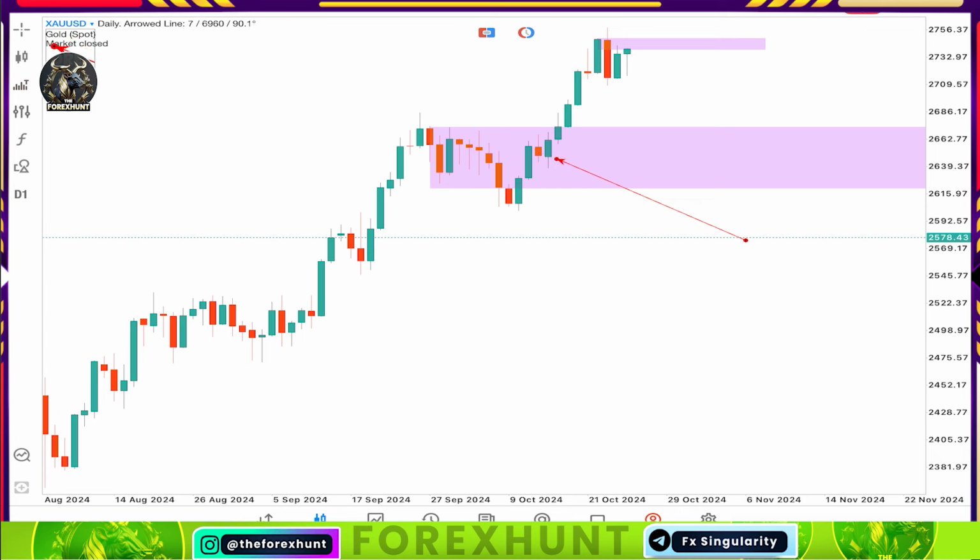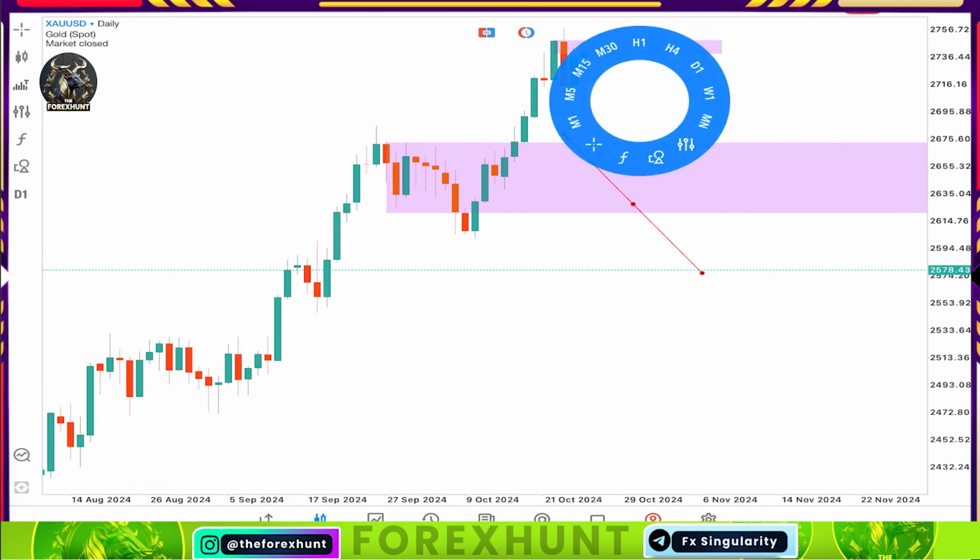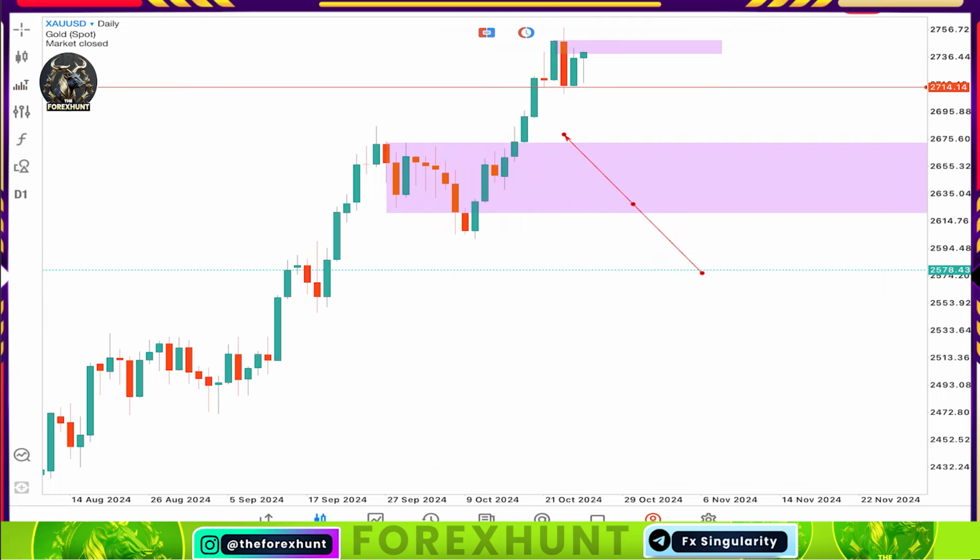But if the market comes into this zone from Monday to Friday anytime, it has a high chance of going up again and breaking the all-time high, which is 2800, which is very common for gold nowadays, going to the upper side. So this congested area, we cannot say anything because this is not, okay, sorry.